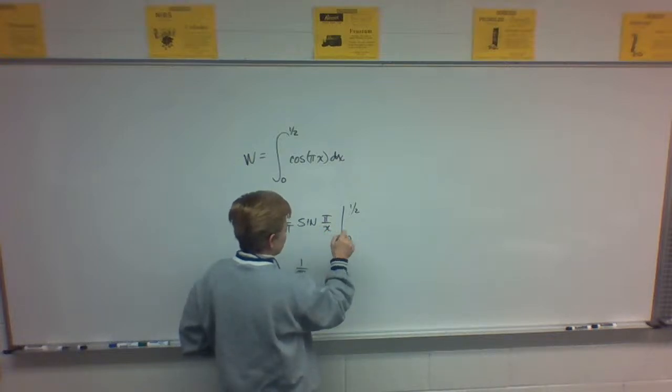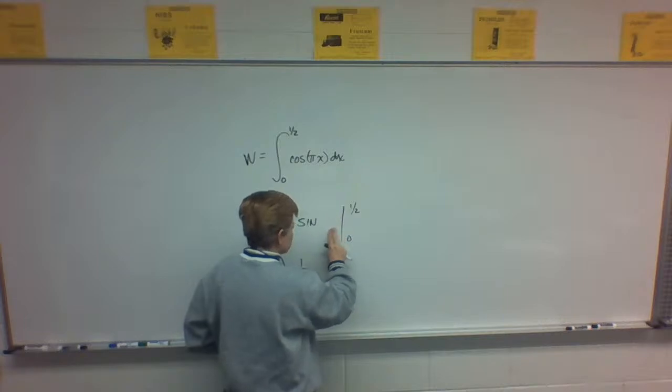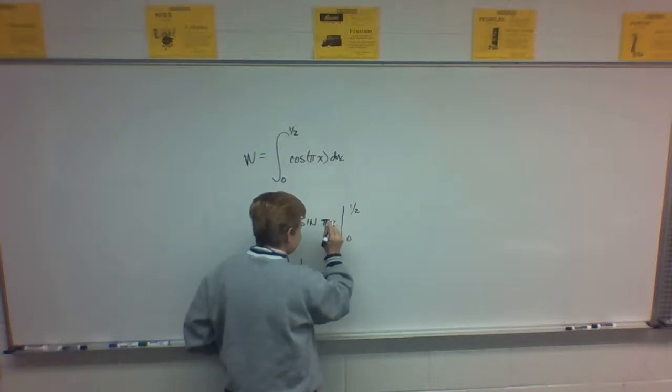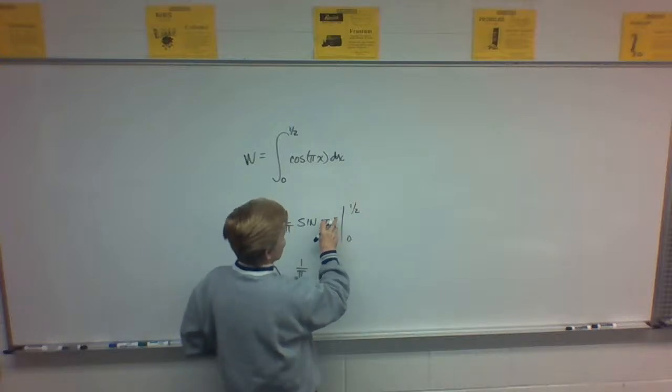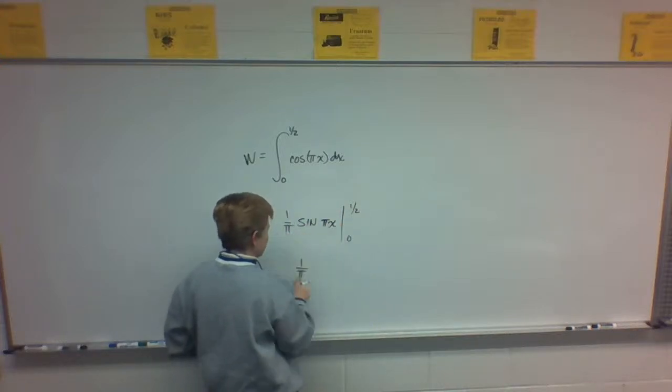I was busy trying to do this, it's not that, it's pi x. So there we go, half of a pi is pi halves. Sine of pi halves is 1, and 1 times 1 over pi is 1 over pi.